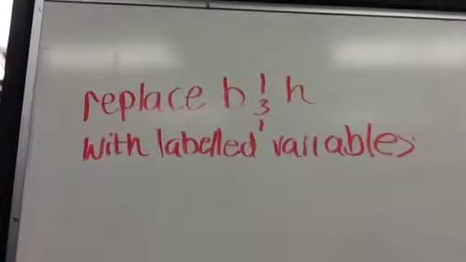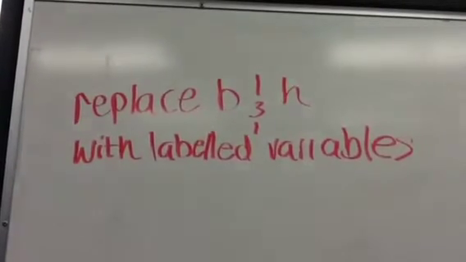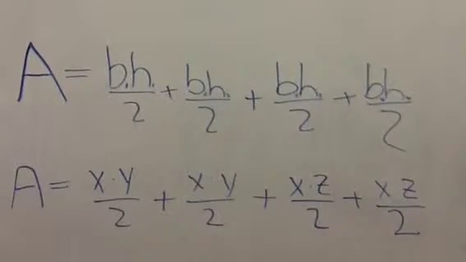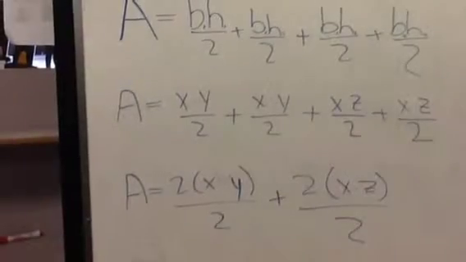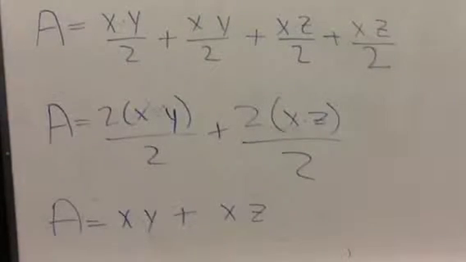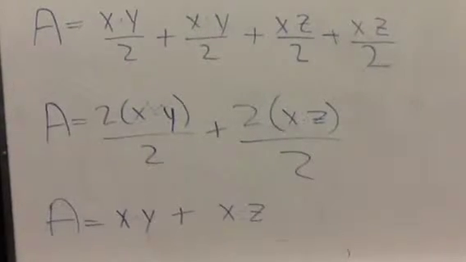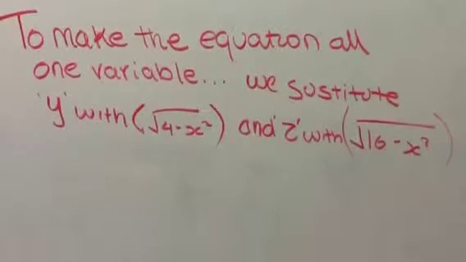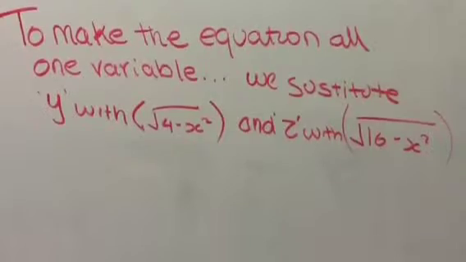now replace base and height with labeled variables. Now try to simplify as much as possible. To make the equation all one variable, we substitute y and z with the equations we found.